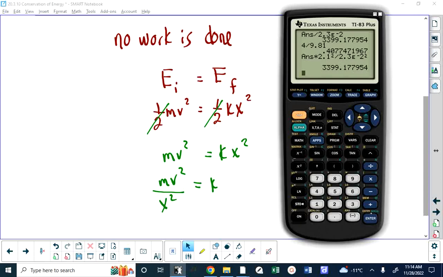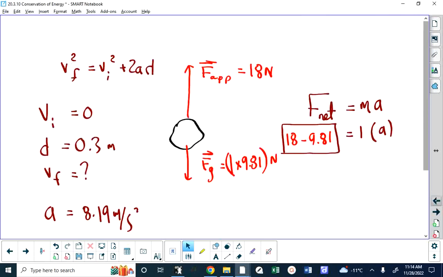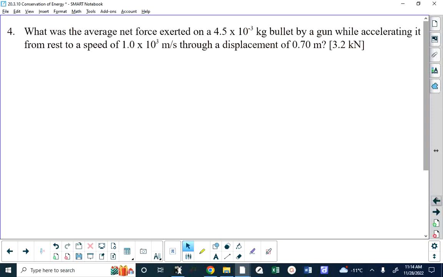Other questions? Yeah. Number 4. Okay, let's look at number 4. What is the average net force exerted on a 4.5 gram bullet if the expanding gas in the barrel of the rifle or gun moves the bullet from rest to a speed of 1,000 meters per second over a particular displacement?